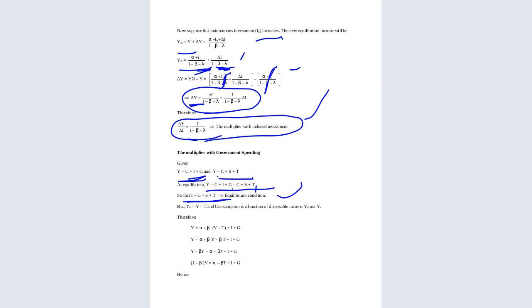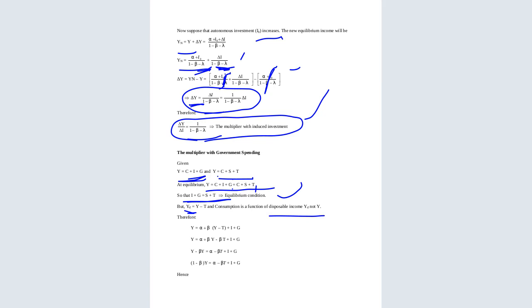Now, that means that we have the autonomous or the induced government expenditure. You can call it YD. But the induced government expenditure is simply Y minus T. And in this case, YD is actually referred to as the disposable income.